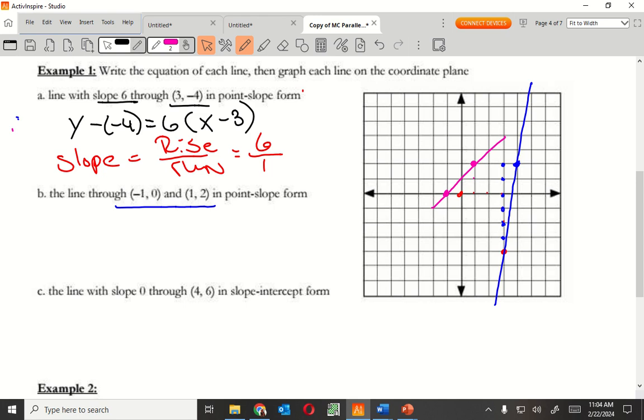So watch this. Rise is 1, 2. My run is 2. Rise over run. It's 2 over 2. Right? Rise over run. What is 2 divided by 2? Right? Okay, my slope is going to be 1 here.